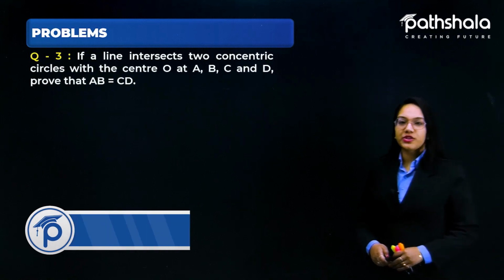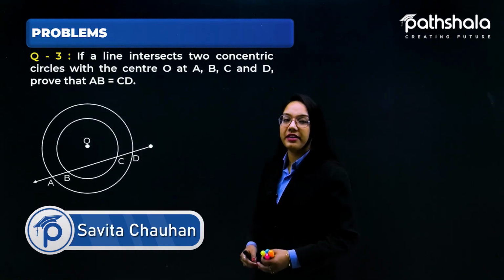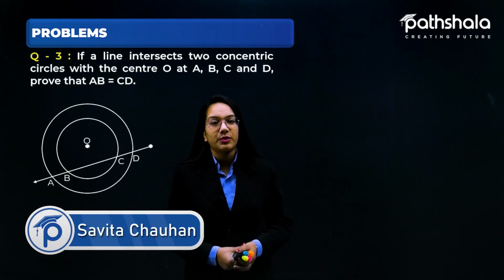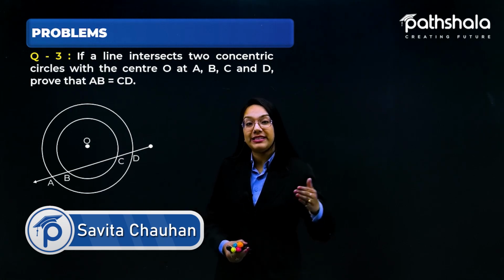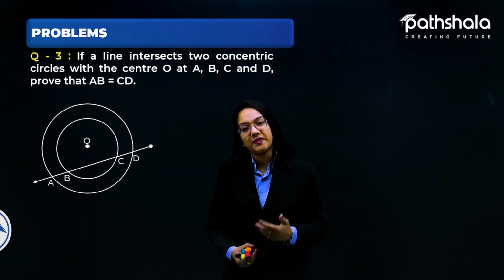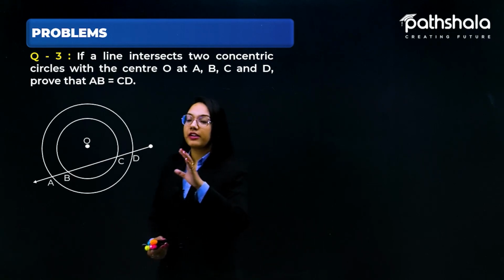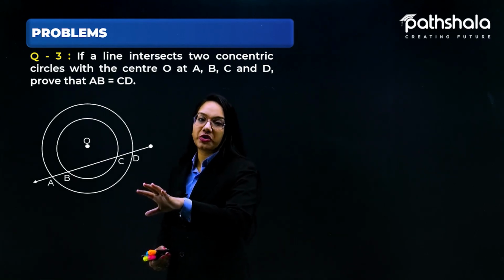Now let's just see the next question. Question number 3, which says that if a line intersects the two concentric circles with the center O at A, B, C, D, prove that AB is equal to CD. So this is exactly the figure that we have over here, which is related with question number 3.